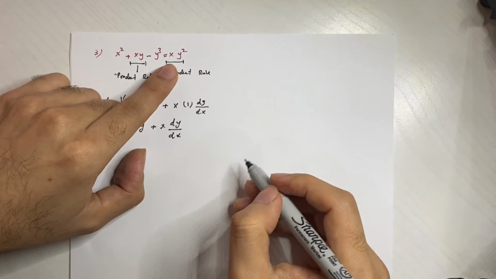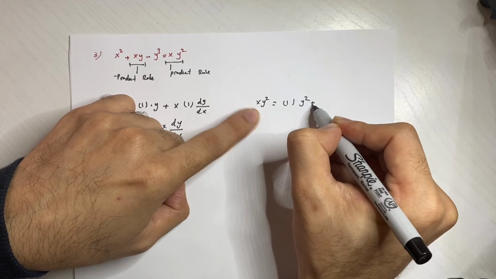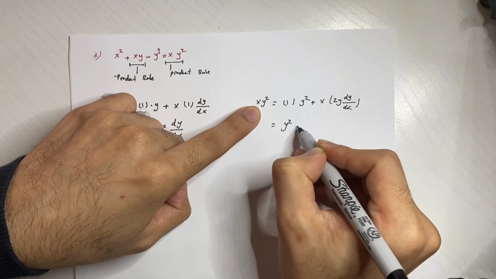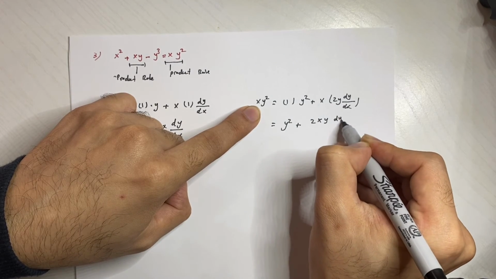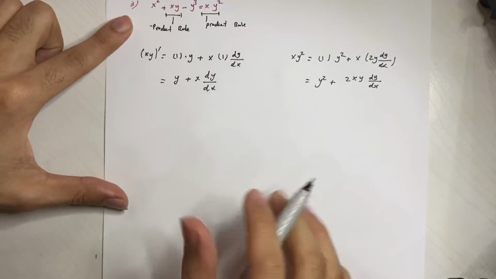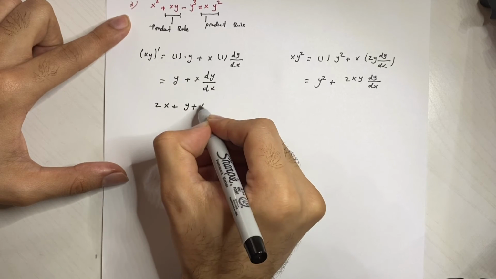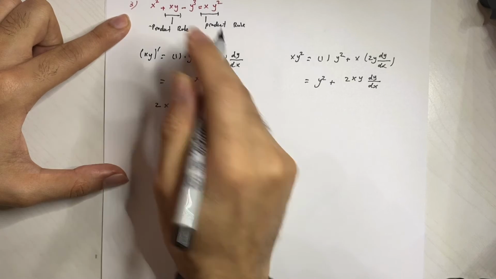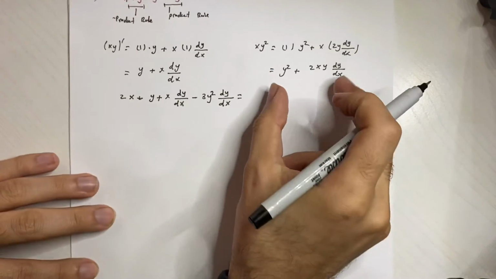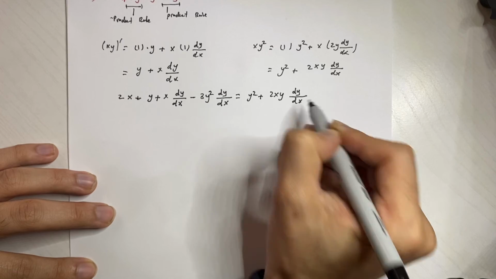So that term is going to be y plus x dy over dx, and the second term: again we want to differentiate this. The derivative of x is 1, multiplied by the second function, and the derivative of the first function multiplied by the derivative of y squared, which is 2y dy over dx. Just simplifying here. Now after we found these terms, we are ready to differentiate the whole term. So it's going to be 2x plus what we found here, y plus x dy over dx, and then minus 3y squared. I'm using the chain rule, so it's going to be dy over dx, and then equal to what we found in the second product rule, y squared plus 2xy dy over dx.